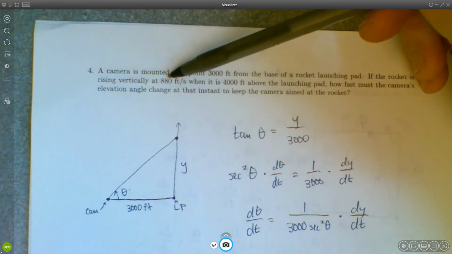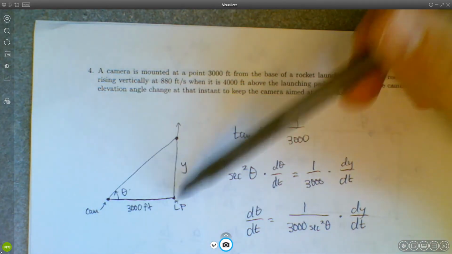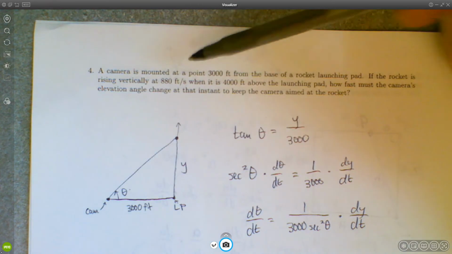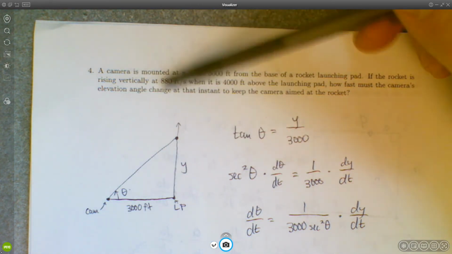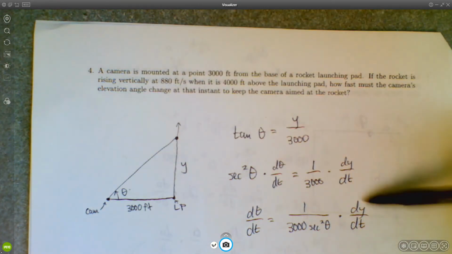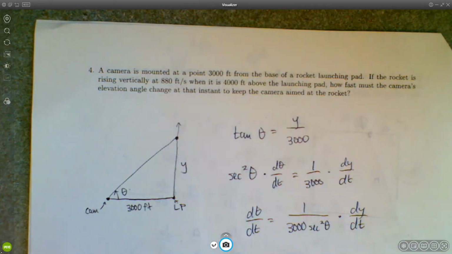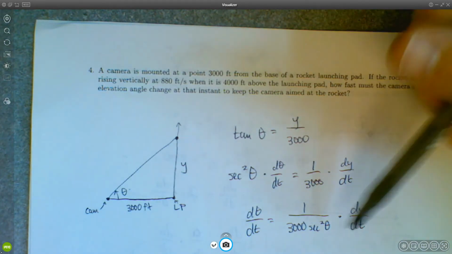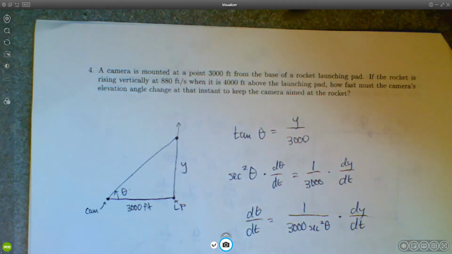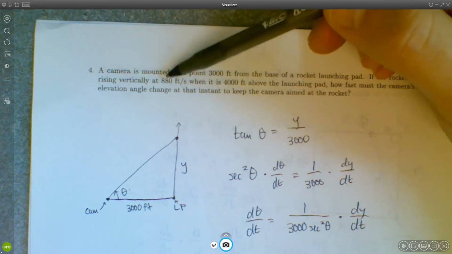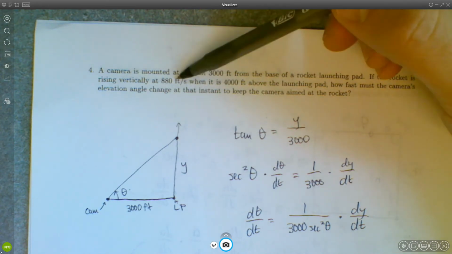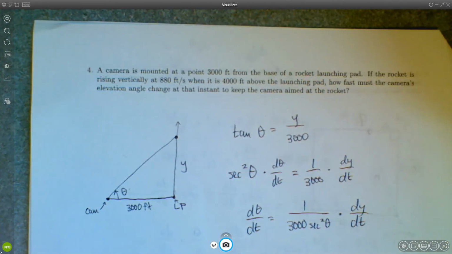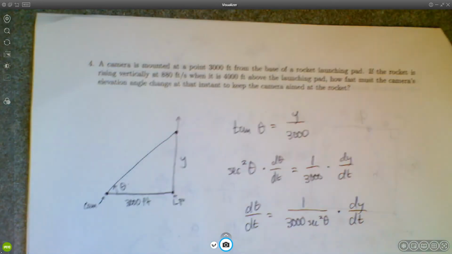I know what dy dt is, right? dy dt is the rate at which the rocket is rising, and we're told that it's rising at a rate of 880 feet per second. So I can get dy dt pretty easily. Theta was not given to me. You can scan through the problem and see they're not telling you what the angle theta is. But what they do tell you is that when the rocket is rising at 880 feet per second, it's 4,000 feet above the launching pad, so that y is 4,000.